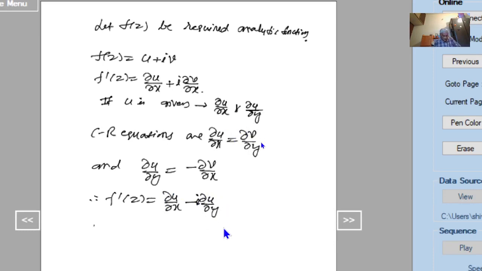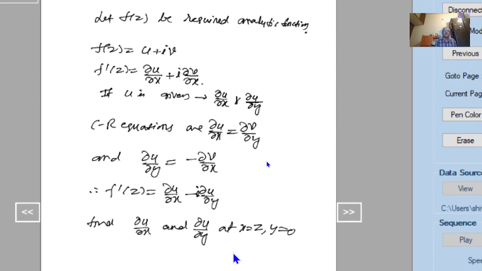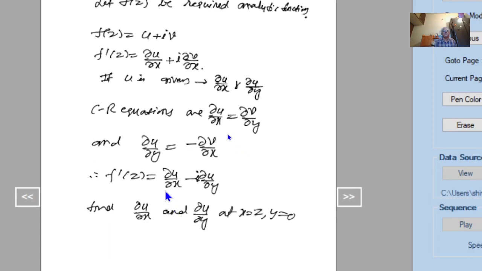Then find these dou u by dou x and dou u by dou y at x equal to z and y equal to 0. Then this becomes a function of z. Then integrating this equation with respect to z, we find f of z. This is the method, and it is known as the Milne-Thomson method.